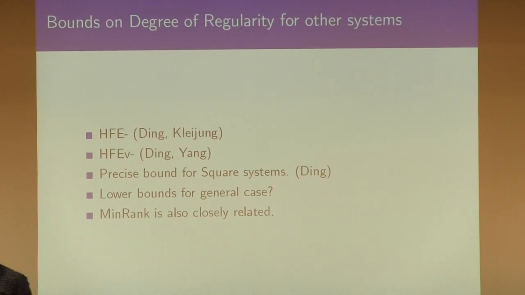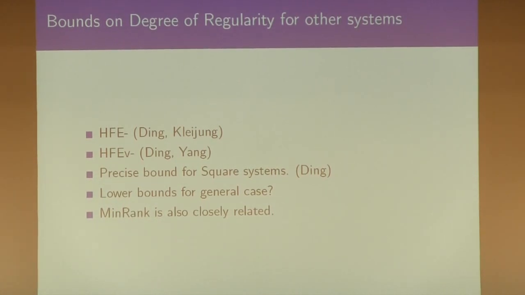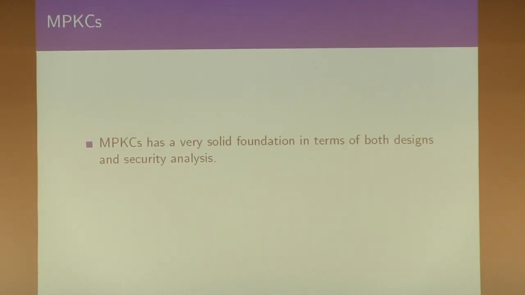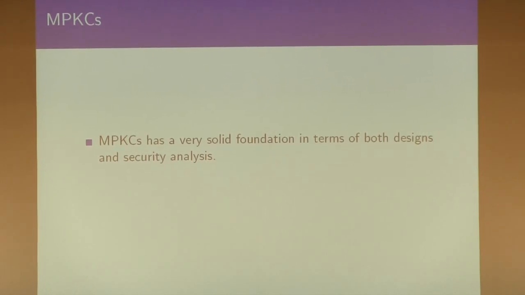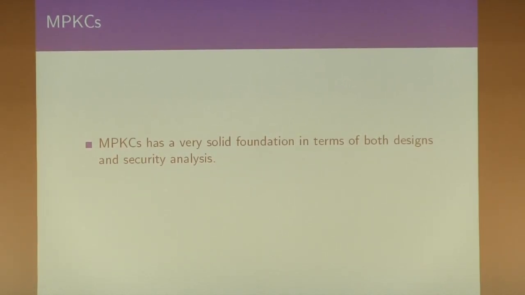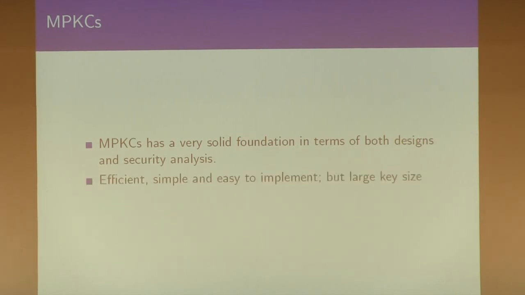Okay, so let me make a quick summary of what I talked about today. I think that for the multivariate case, we have a very solid foundation in terms of both design and security analysis. We are very efficient and easy to implement, but one shortcoming is large key size. Of course, there are people already working on reduced key size. For example, Algebraic Attack did some very nice work on how to reduce key size.